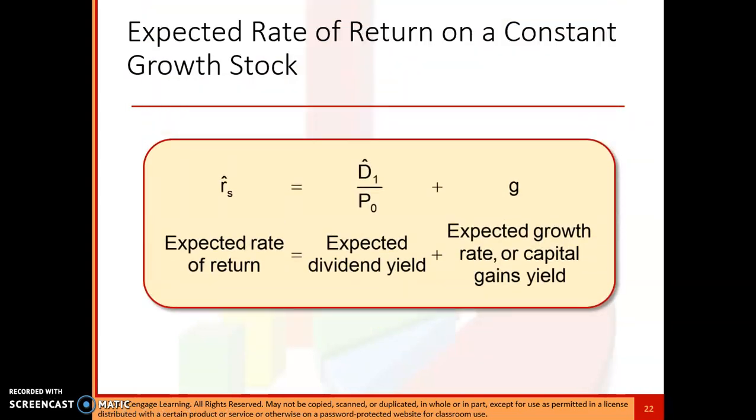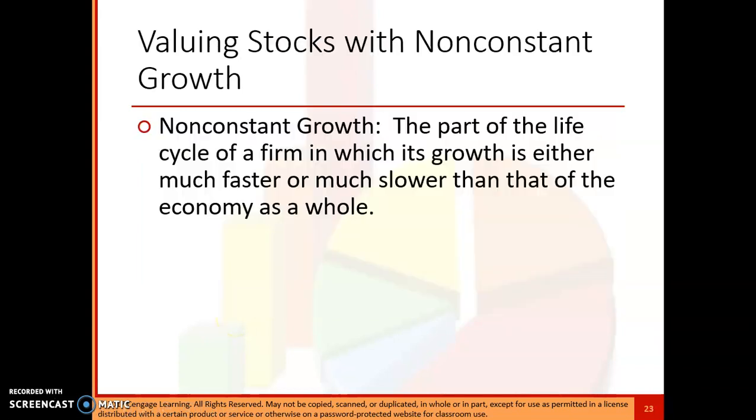The expected rate of return of a constant growth stock is a function of the dividend yield, which is simply the expected dividend, next year's dividend, divided by the current price, plus G, which is the expected growth rate, also the capital gains yield. Those terms combined equal the expected rate of return on the stock.